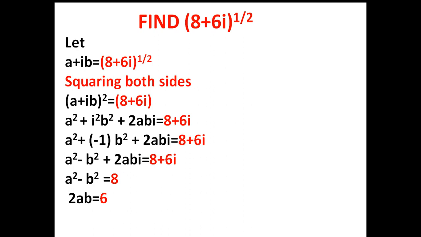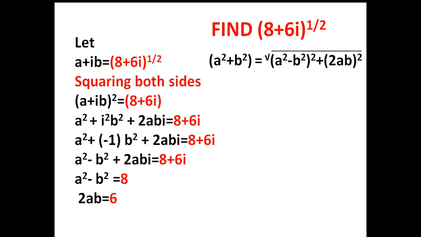Then the next step is a square plus b square equals the under root of (a square minus b square) whole square plus (2ab) whole square. Now you have to cram this formula. After performing these steps, you have to write this formula.